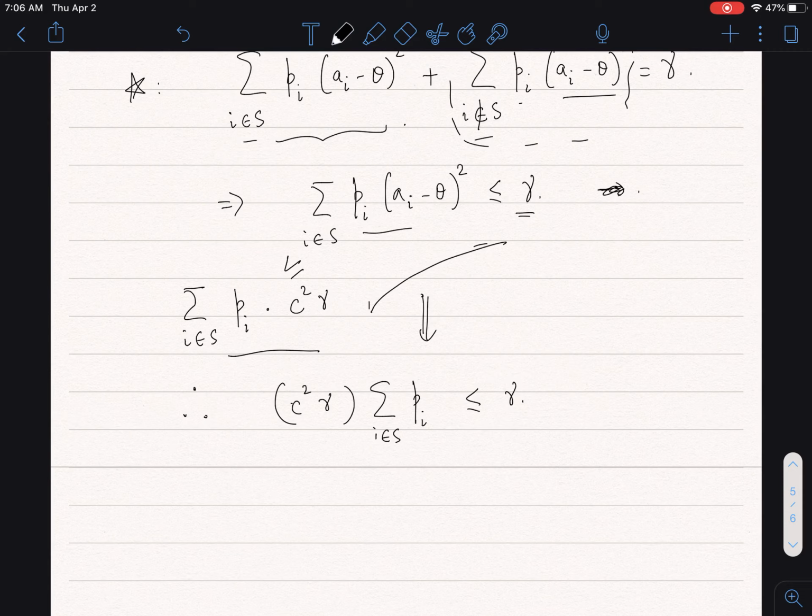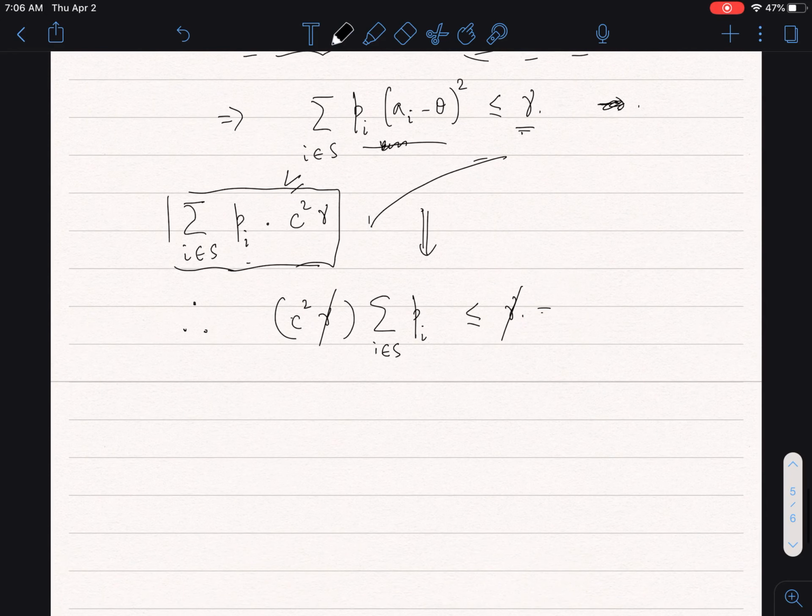Okay, so we had this thing less than or equal to gamma, and we knew that this quantity is bigger than or equal to this. Therefore the leftmost term is less than or equal to gamma. Okay, so this is what we have, and now I can cancel out the gamma over here, and now you get the sum over i in S of p_i is less than or equal to 1 by c squared. Okay.